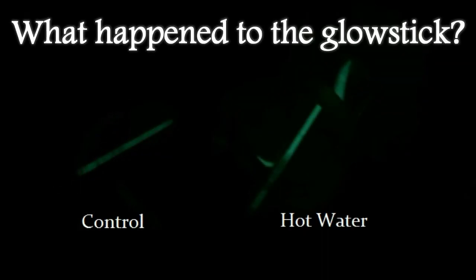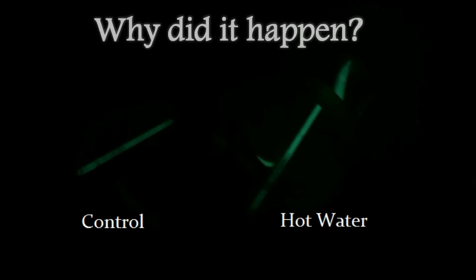What happened to the glow stick? They should have noticed that it got brighter. We want to start with observations because this is our data that we're going to use to drive our understanding forward. Now that we have the observation that the glow stick got brighter, we can begin to interpret what that data might mean.